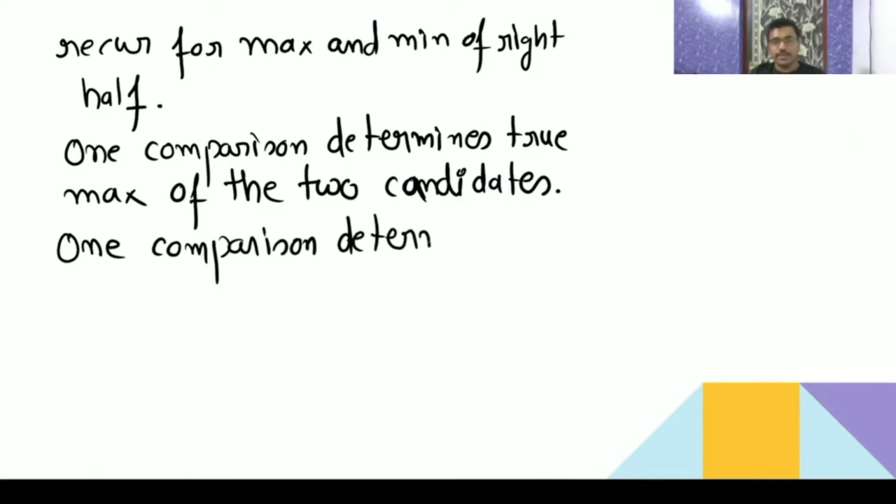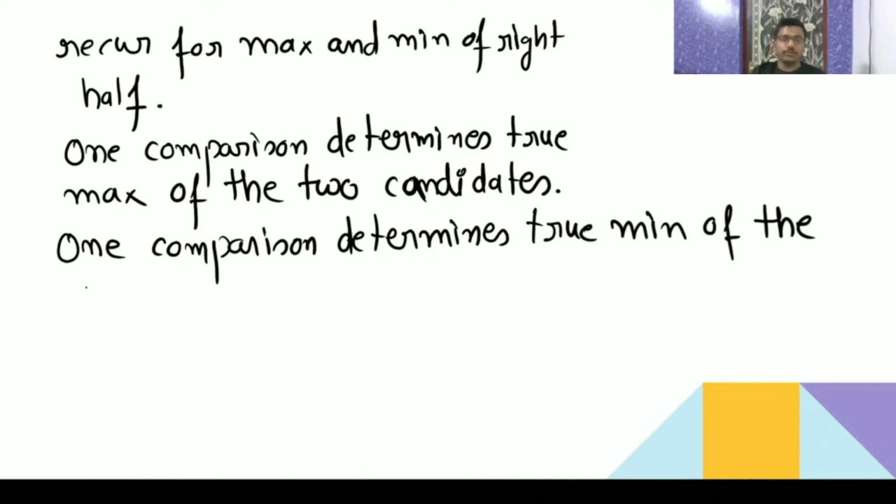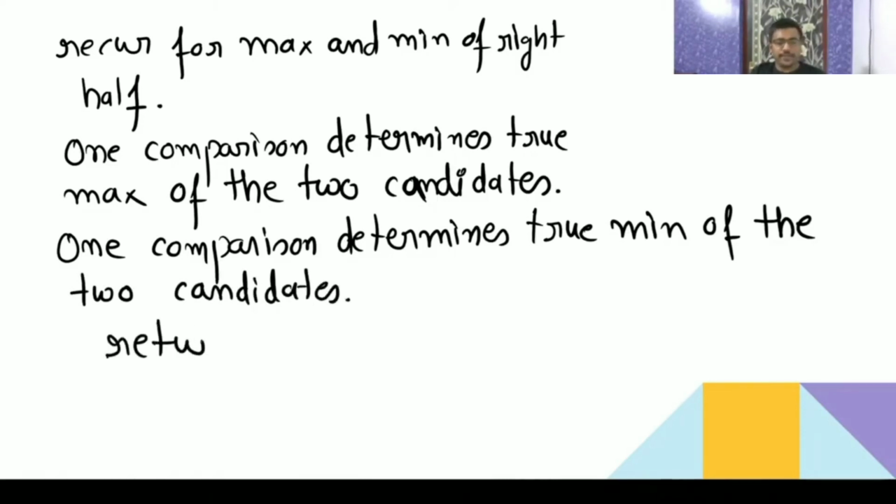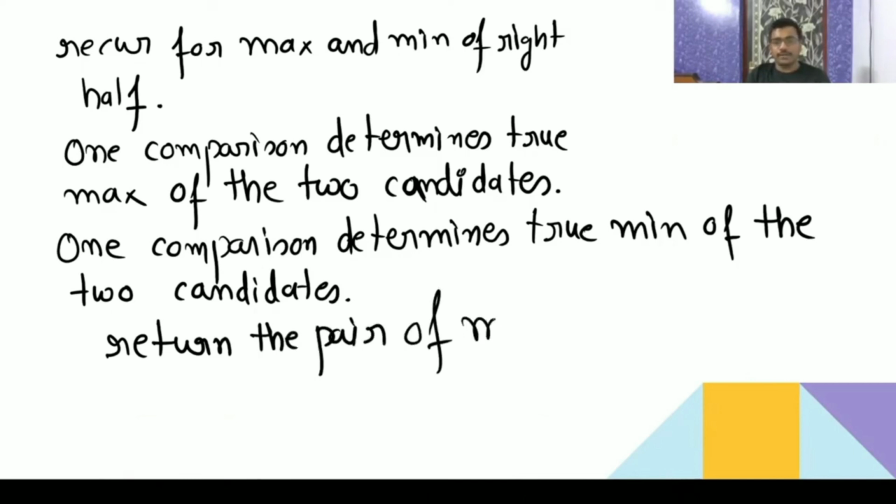Then one more comparison determines the true min of the two. And then return the pair of max and min. Understood?